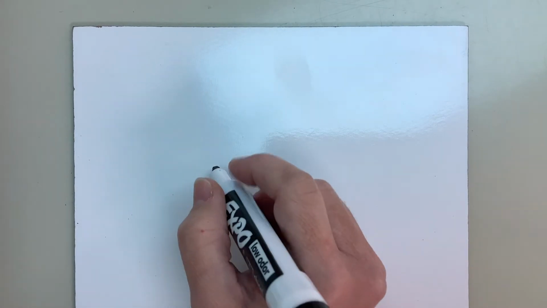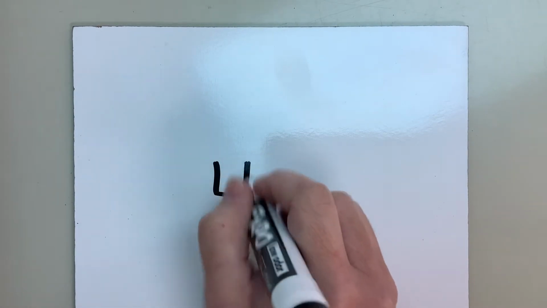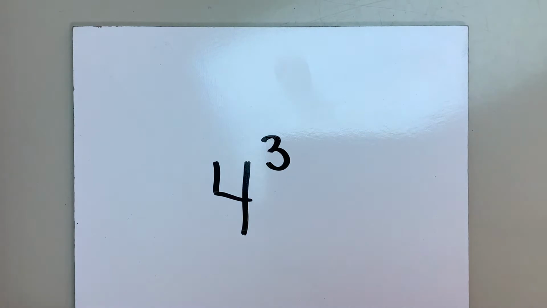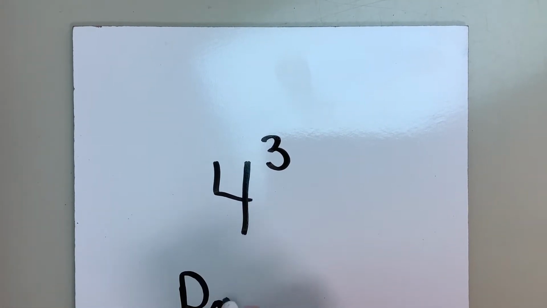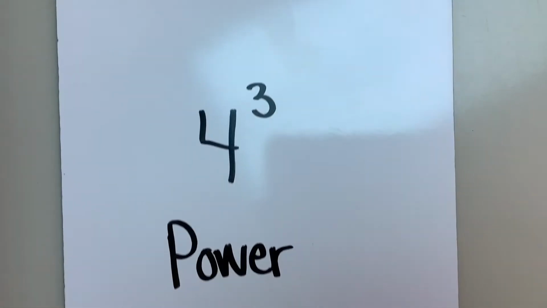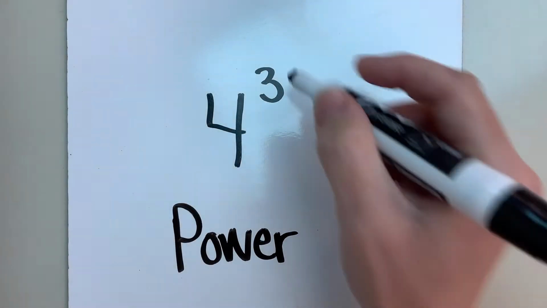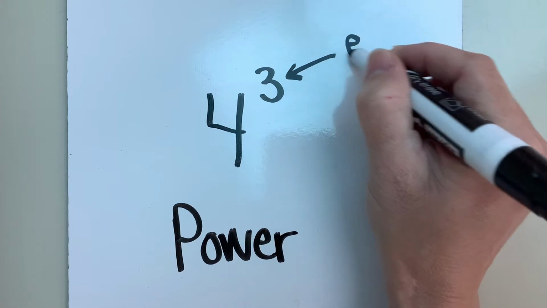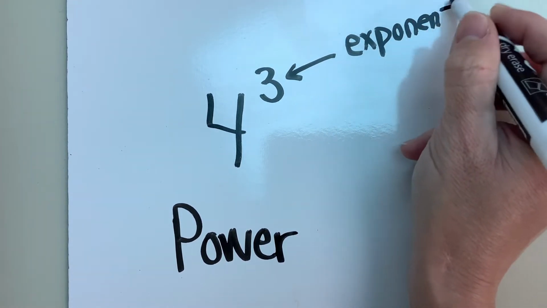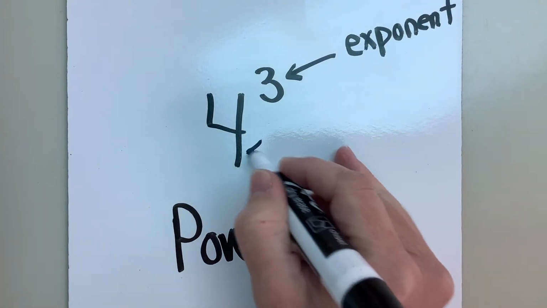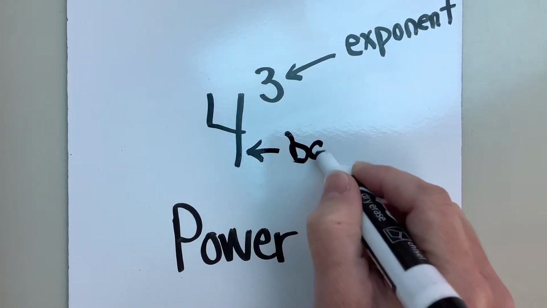All right, so the first thing we looked at that we started out the unit with is something that looks like this, 4 to the third. This is called a power. So this whole thing is a power. This piece here is known as the exponent. And this part is known as the base.